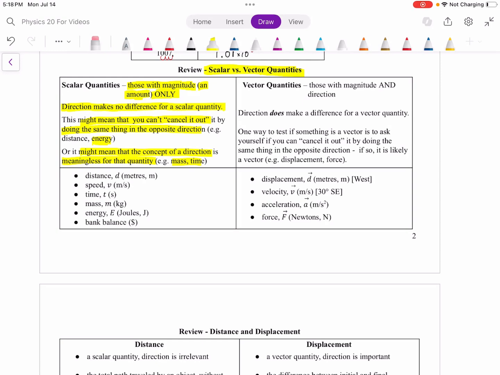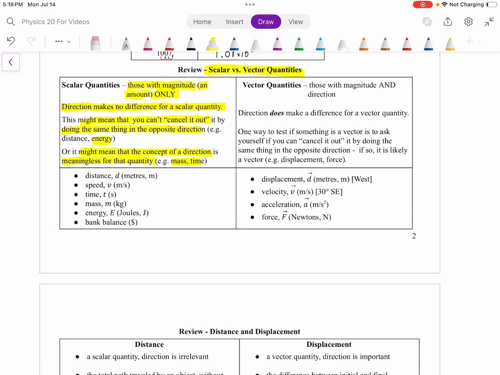Or time, right? If I told you, class starts in 10 minutes, you wouldn't say, oh, well, which direction 10 minutes, right? 10 minutes in which direction? Time doesn't have a direction, right? It just doesn't even make sense. It has an amount, right? We know that 10 minutes is a different amount of time than 5 minutes, but there's no direction involved there.